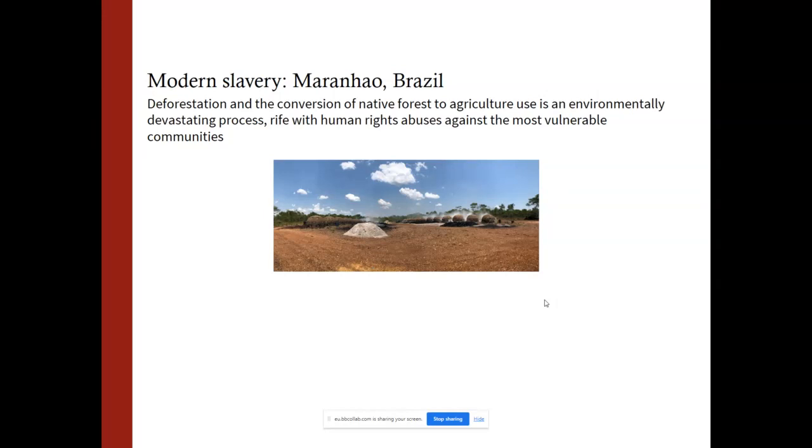So this picture here is one of the sites, one of the locations, and these little domes are ovens. When they cut the trees down, they process them in these ovens, they cook them down to charcoal. That's what these little black pits, or the piles, are.